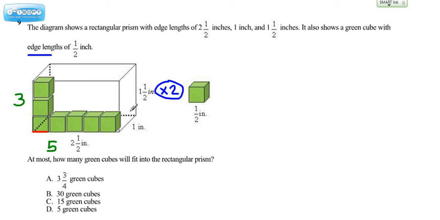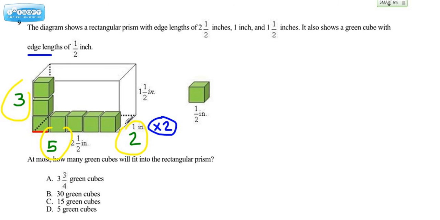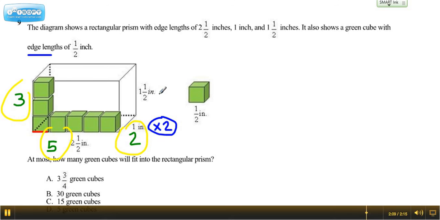All right, so going this way, all you need to do is take this 1 and multiply it by 2, and that will tell you how many green cubes going that way, which of course would be 2 going this way. So the only thing left you have to do is take these green numbers, which is the dimensions of the green half unit cubes, multiply them together, and that will tell me how many of the green cubes you can fit inside this figure, or this polyhedron, or this rectangular prism.